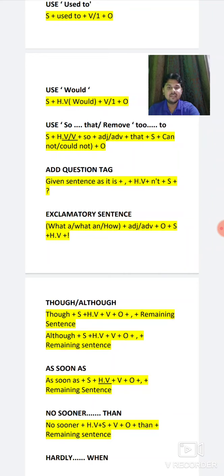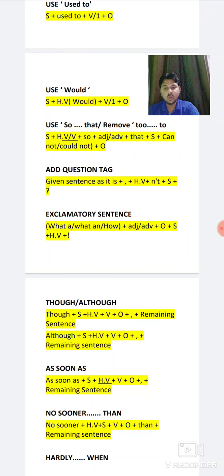But one thing is there. In an exclamatory sentence, first of all you write any one of those words, after that adjective, adverb or object, whatever word comes, only that you have to write. After that the subject will be there, after the subject the helping verb, and at last the exclamation mark will come. Don't forget to add the exclamation mark. This sign is really important. If you do not add it, your sentence is wrong.